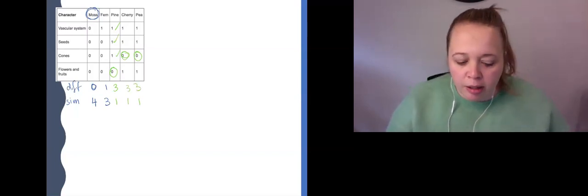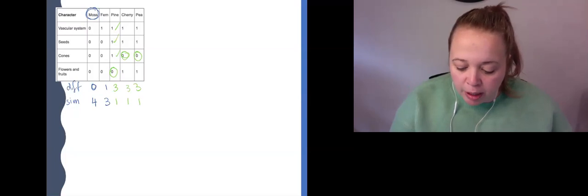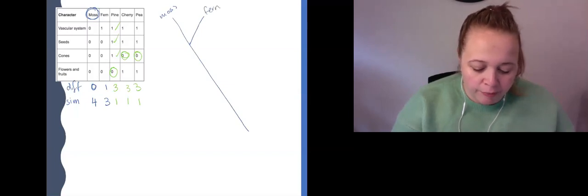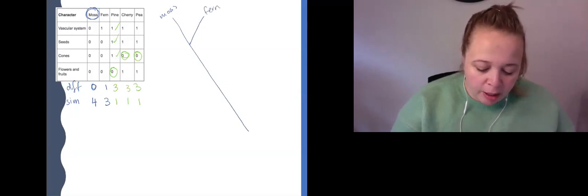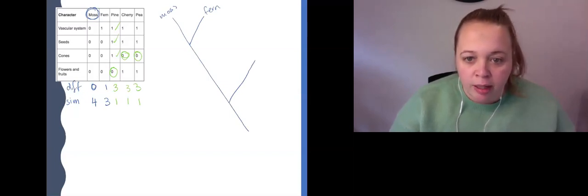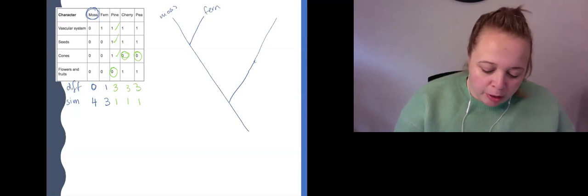Okay, so it's a bit confusing, but we can easily see if we put our moss, and it doesn't matter which side we draw it, I'm just going to put the moss here. The most closely related one is the one with the least number of differences. So that's going to be the fern. Now, the next one is going to have all of these guys coming off on a branch. But you don't know where to put them at the moment.